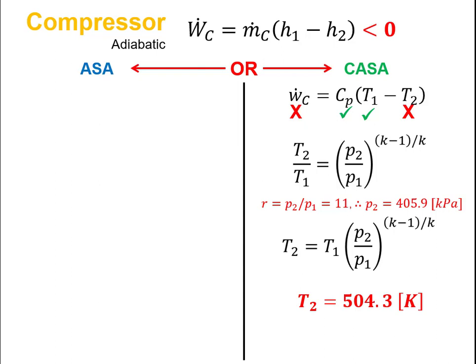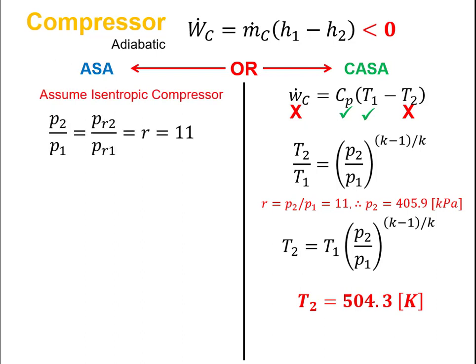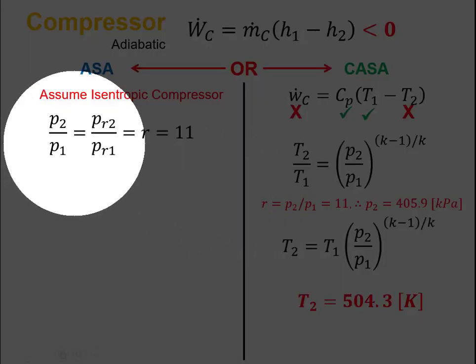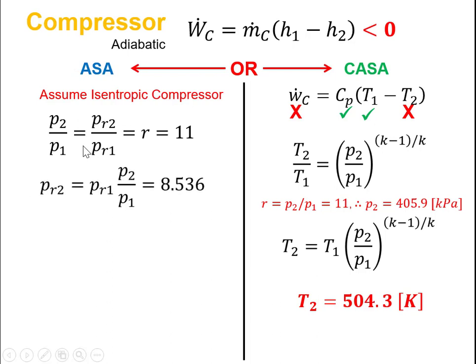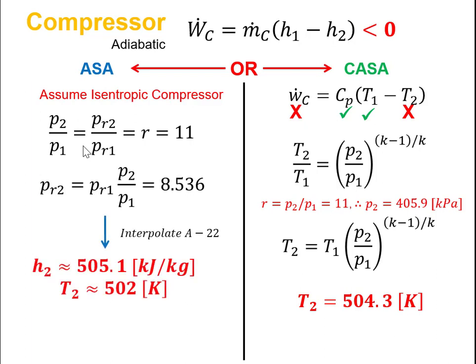I'm going to use a similar process for the air standard analysis or the variable specific heat analysis. I'm going to assume that the compressor is isentropic. I'm going to use this equation with my ratio of pressures instead of an equation with K in the exponent. I'm going to get this expression for PR2. And when I know PR2, I can interpolate on table A22 to find H2 and T2.